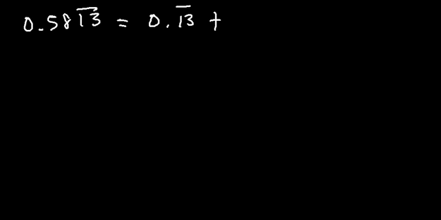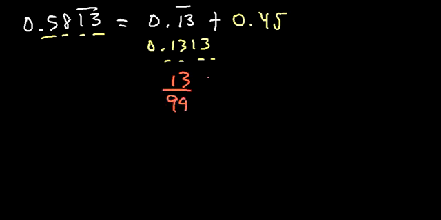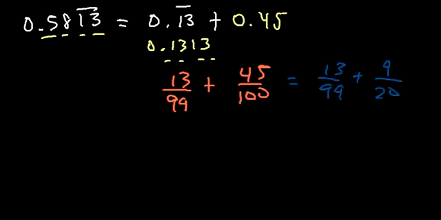You want to make sure that if you have 4 digits here, like 4 numbers after the decimal, subtract it by 0.1313. Make sure it's only 4 digits after the decimal. And you get the other number that needs to be added, the 0.45. So what we have here is 13 over 99 plus 45 over 100. Now, before you combine these two fractions, you want to reduce it. 45 over 100, we can divide both numbers by 5, so it's going to be 9 over 20.